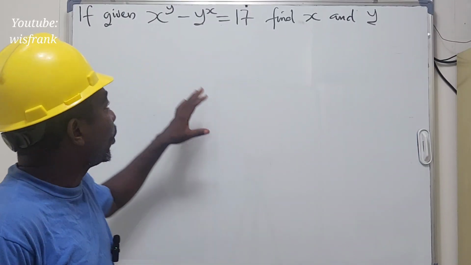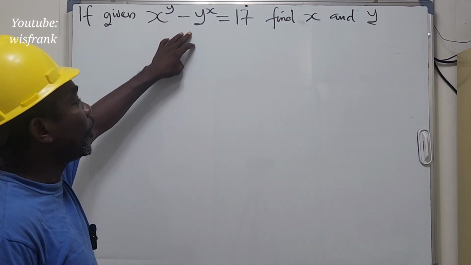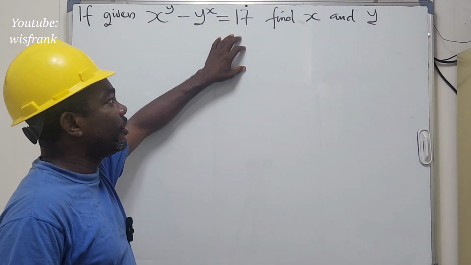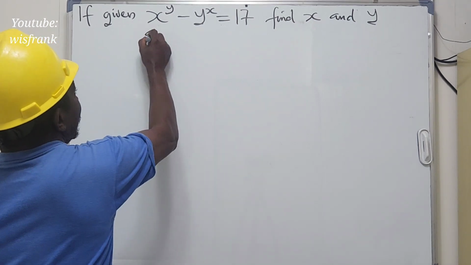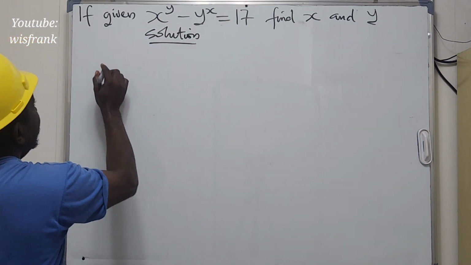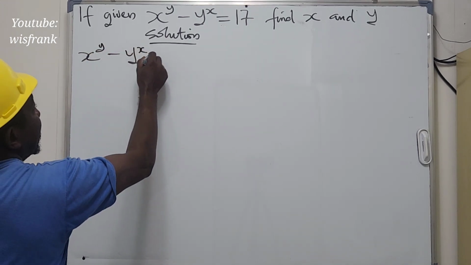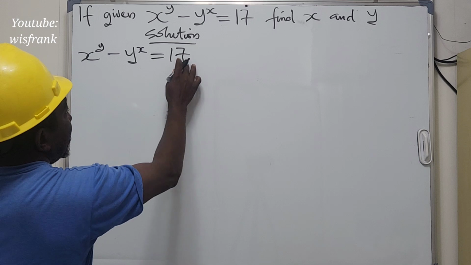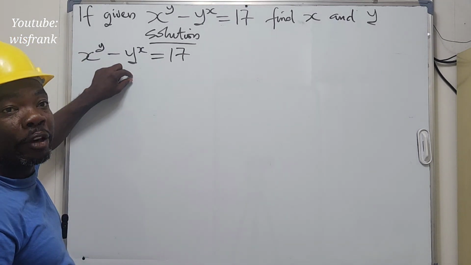For today, we are looking at this question and it says, if given x to the power of y minus y to the power of x equals to 17, find x and y. So we are going to find the value of x and y from this given equation. We are given x to the power of y minus y to the power of x equals to 17. So we have x to the power of y here and we have y to the power of x here.